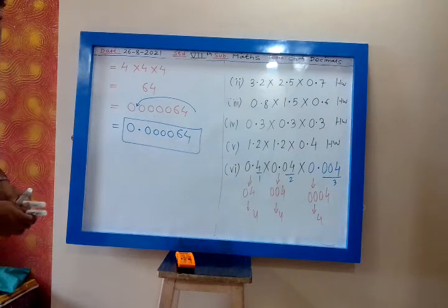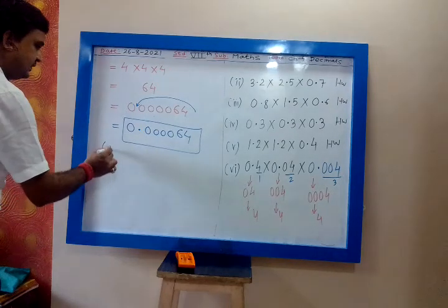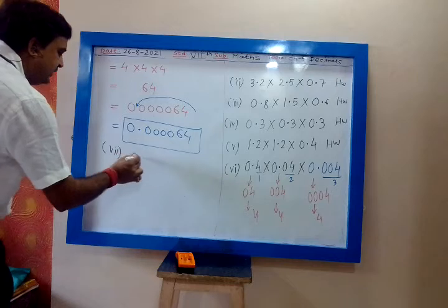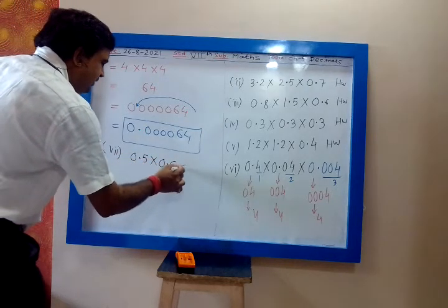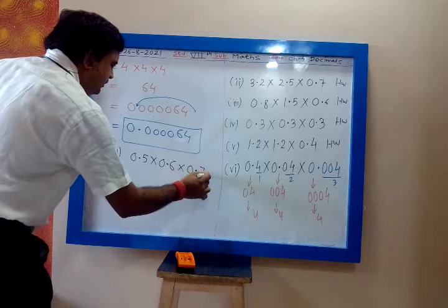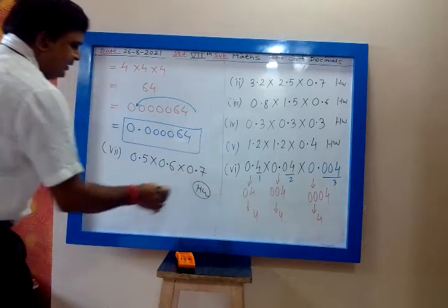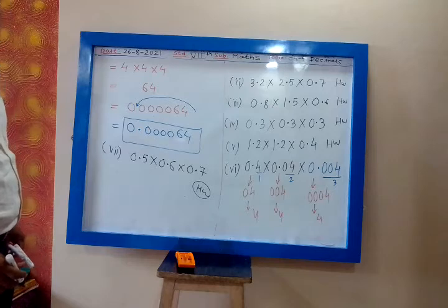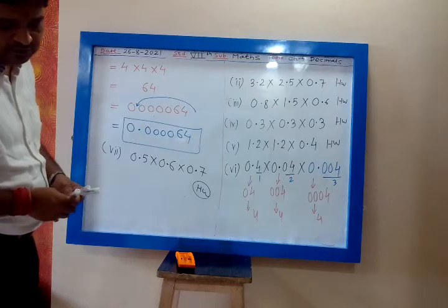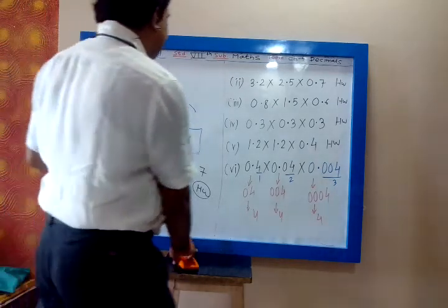Then 0.5 into 0.6. Okay. 7th one: 0.5 into 0.6 into 0.7. This will be homework. Okay. Easy one. Then 0.5 into 0.06 into 0.007. Let me do this. 7th one. 8th one.